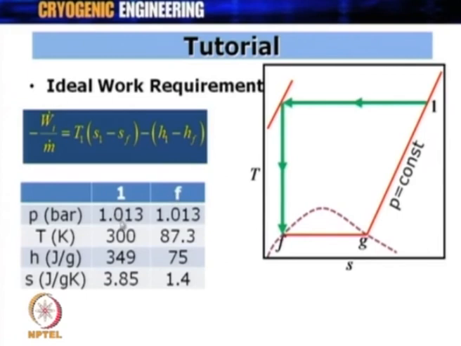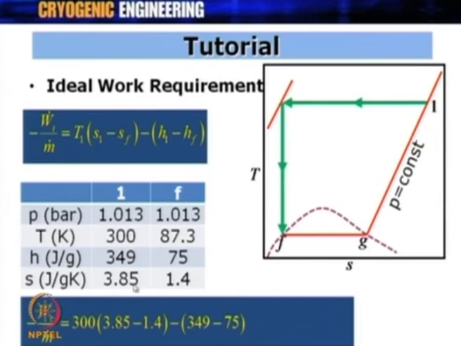So, pressure is 1.013 bar, temperature is 87.3, which is the boiling point of argon at 1 atmosphere. The enthalpy values are given at 1 and F, the entropy values are given at 1 and F. If you put these values in this equation, what you get is Wc by m dot, work of compressor per unit mass of gas liquefied, equal to 461 joules per gram. So, this is my first basic calculation which we do almost for all the problems.